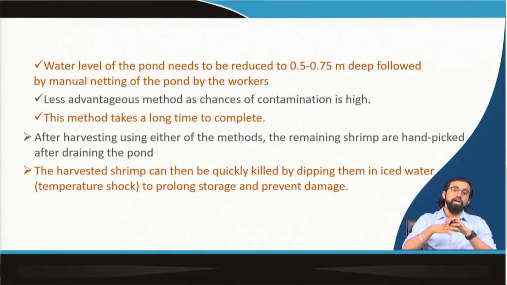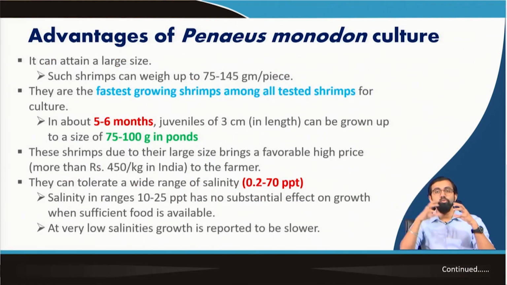After harvesting by either of these methods, the remaining stream are hand picked after draining the pond, and in extensive culture systems, we do not do it at all. The harvested stream can be quickly killed by dipping them into iced water. We call it temperature shock. That is the most famous way of doing that, to retain its taste and odor as it is, to prolong the storage, and to prevent any kind of damage to the culture species.